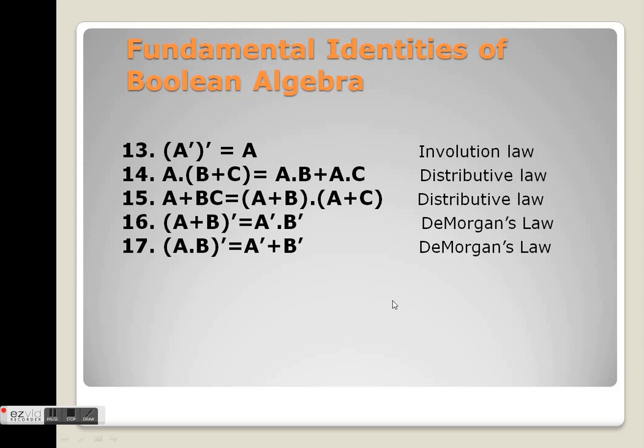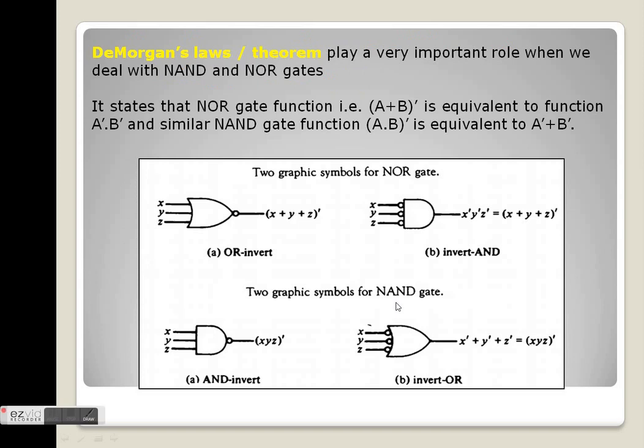Rules number 16 and 17 are known as DeMorgan laws. According to rule number 16, (A OR B) complement is equal to A complement AND B complement. Similarly, identity number 17 says (A AND B) complement is equal to A complement OR B complement.